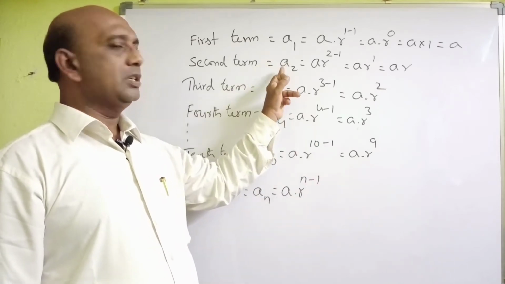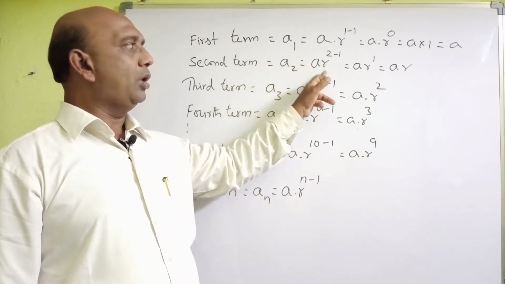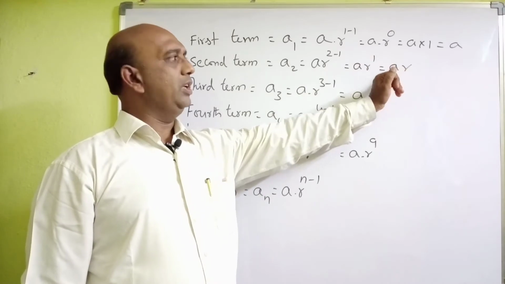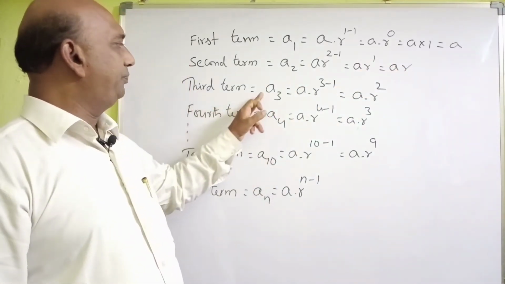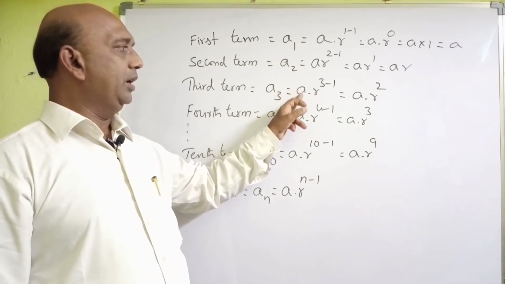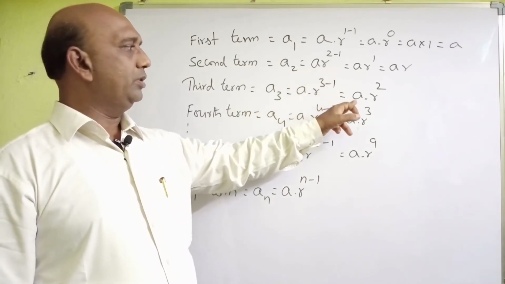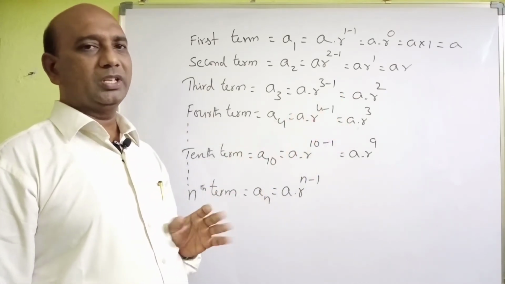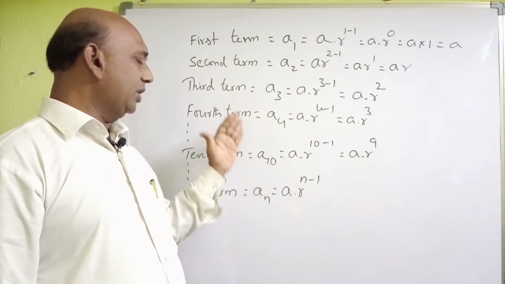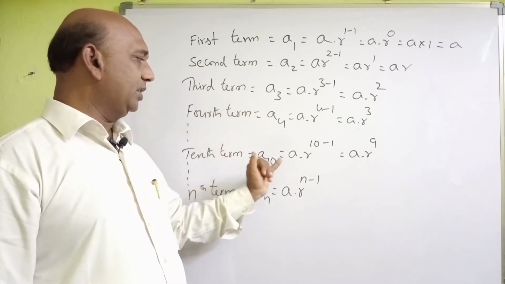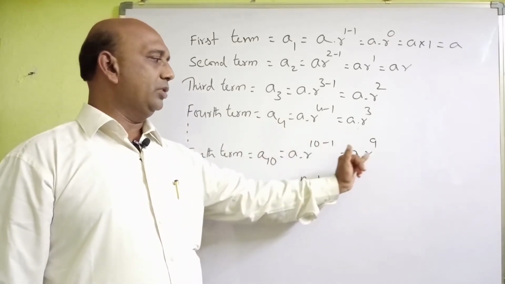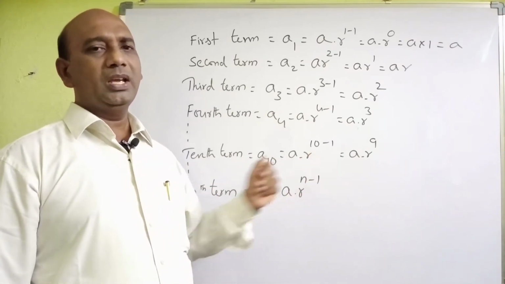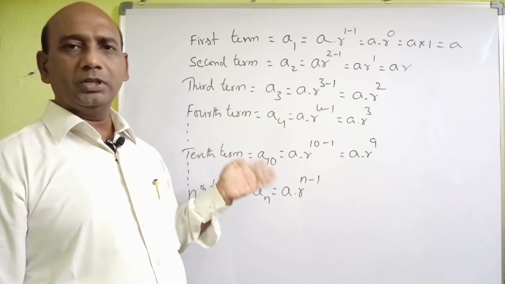So the second term is denoted by A2, that is equal to A into R to the power of 2 minus 1, that is equal to A into R power 1. R power 1 is R, so AR is the second term. Third term is denoted by A3, that is equal to A into R to the power of 3 minus 1, that is equal to A into R square. Like that, fourth term is A into R to the power of 4 minus 1, that is A R power 3. And so on, the 10th term is A10, that is equal to A into R to the power of 10 minus 1, that is equal to A into R to the power of 9. Like that, nth term becomes an equal to A into R to the power of n minus 1. So these are the forms of terms of GP.